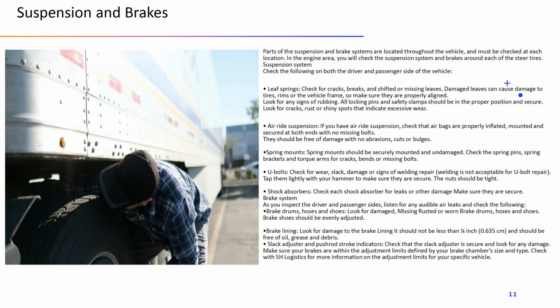Air ride suspension. If you have air ride suspension, check that airbags are properly inflated, mounted, and secured at both ends with no missing bolts. They should be free of damage with no abrasions, cuts, or bulges. Spring mounts. Spring mounts should be securely mounted and undamaged. Check the spring pins, spring brackets, and torque arms for cracks, bends, or missing bolts.